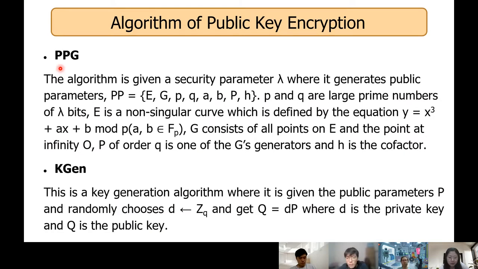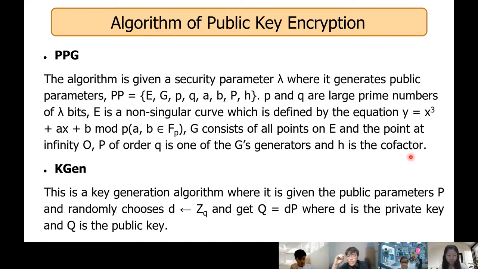So first, I'm going to describe the PPG, the public parameter generation algorithm. Given a security parameter lambda, it generates the public parameters: E, a non-singular curve defined by the elliptic curve equation, and G, which consists of all the points on E, and P and Q are prime numbers. They should be very big in real situations, because if they are bigger, the hacker cannot easily attack the system. A and B are integers, and also P is the order of Q, and G is a generator, and H is the cofactor.